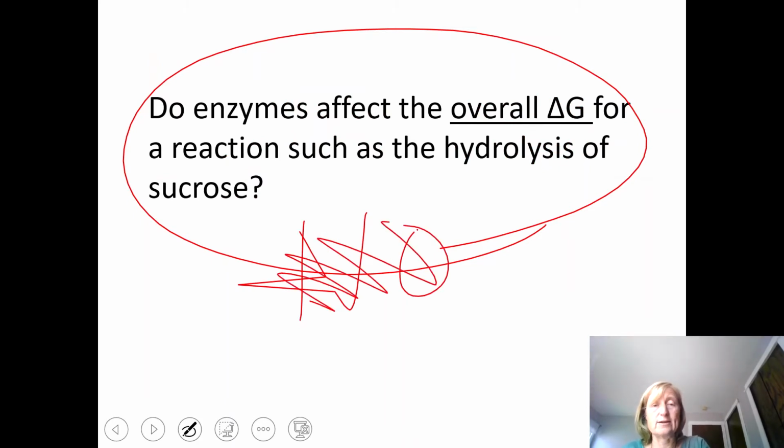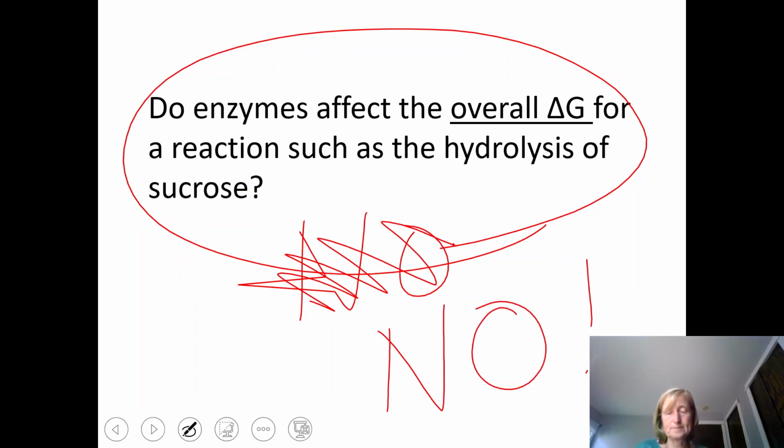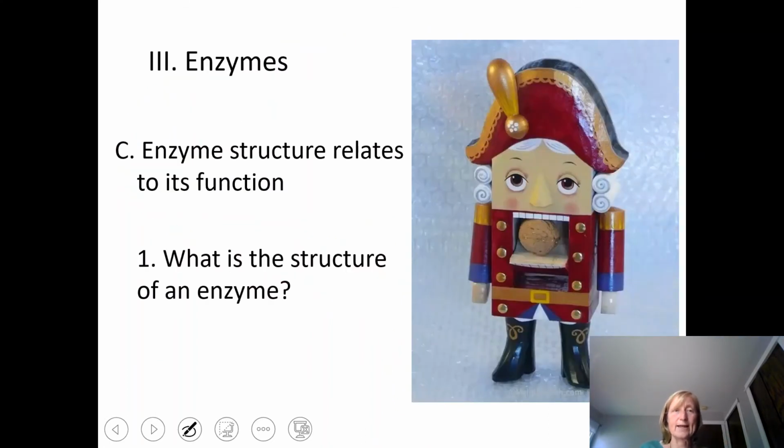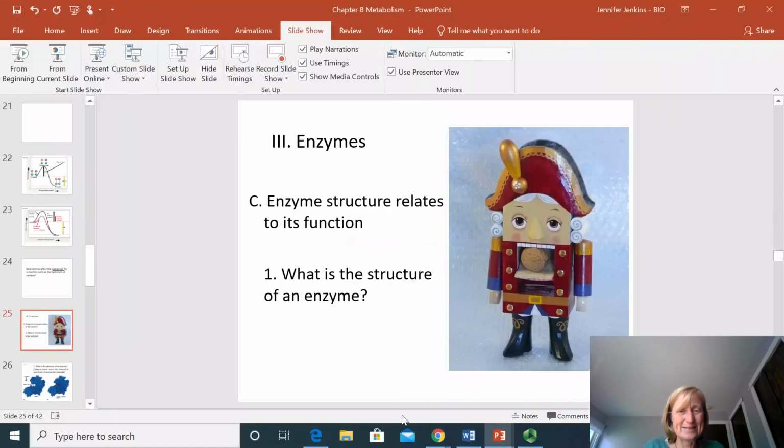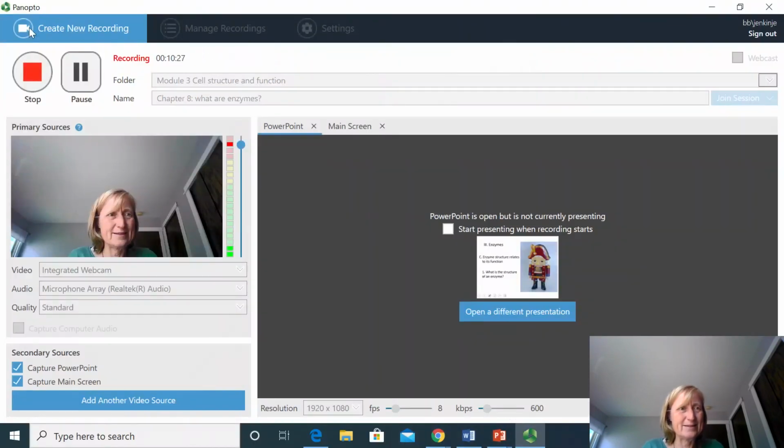Scratch that out and write it a little more neatly. No. Perfect. In the next video, we're going to take a look at the enzyme structure and how it relates to its function. Like, why is it that enzymes lower E sub A for reactions? So we'll take a look at that next time.